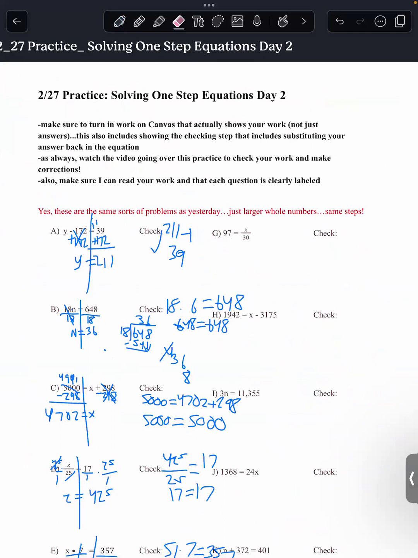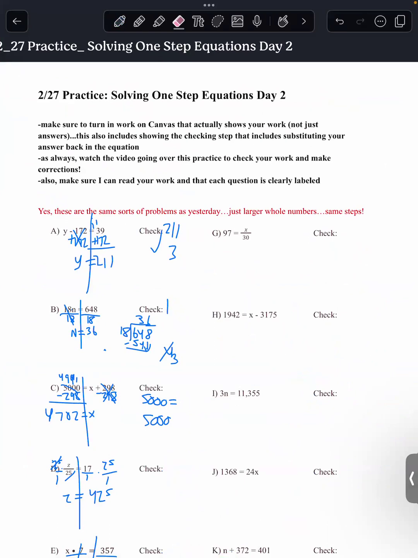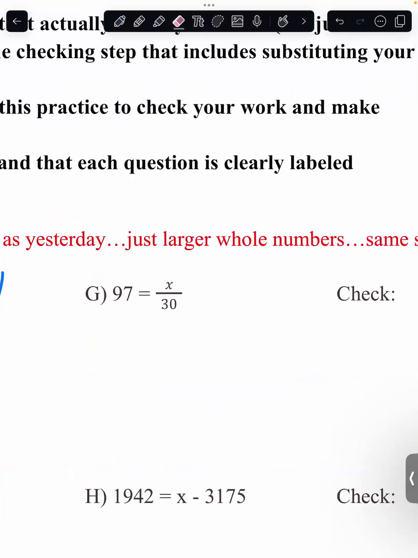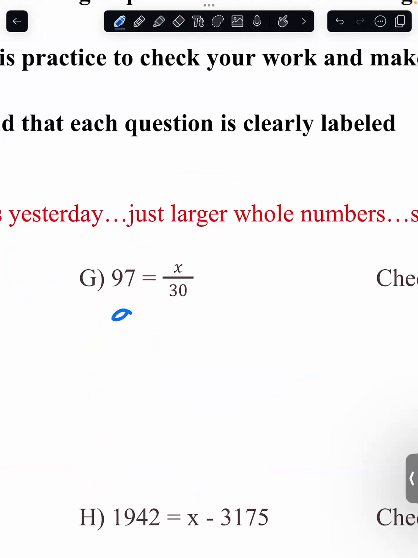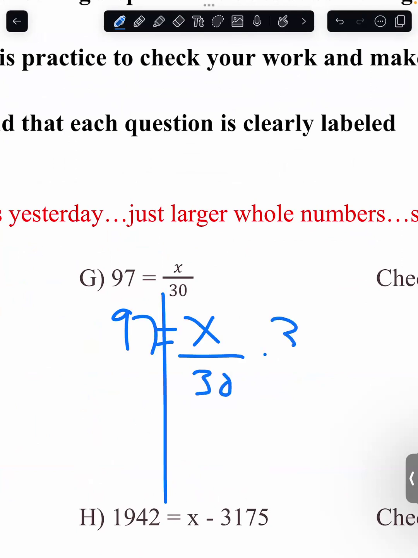G, which should be F, but it's not because I misnumbered or lettered them. It's fine. Not a big deal. All right, so 97 equals x divided by 30. I'm going to write this one down below it because I didn't like how that looked on the last one. So the opposite of divide by 30 is times 30. So we do times 30 there, we do times 30 here.